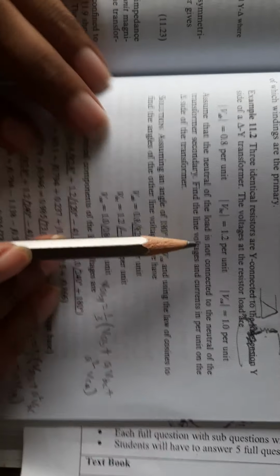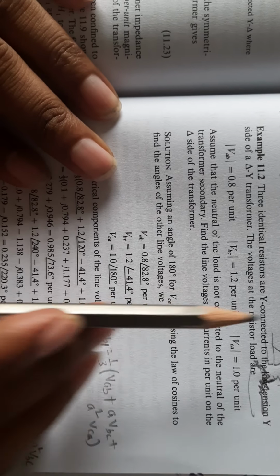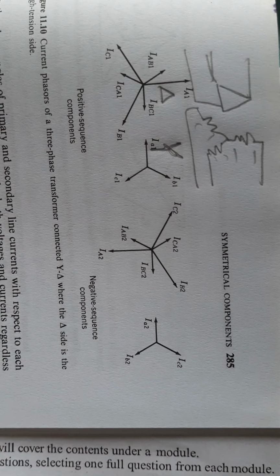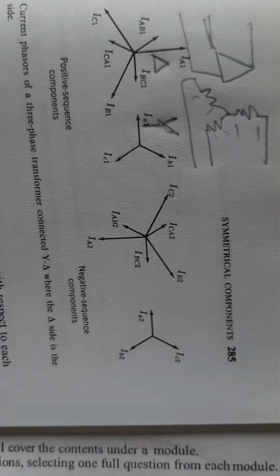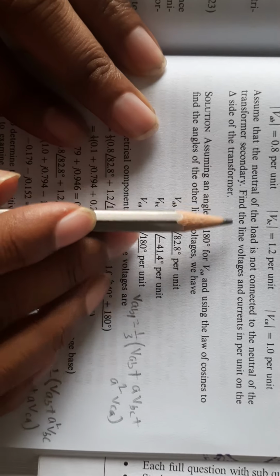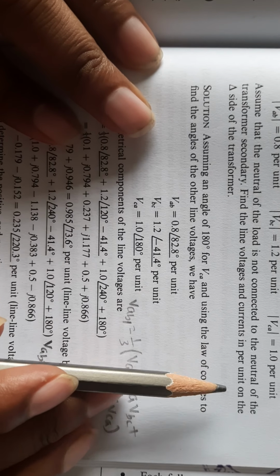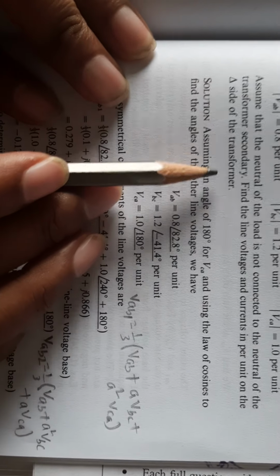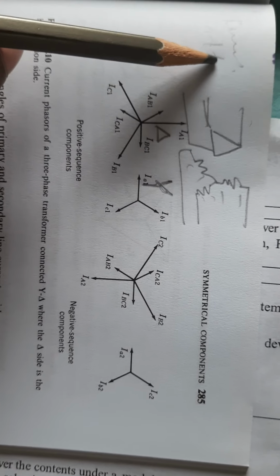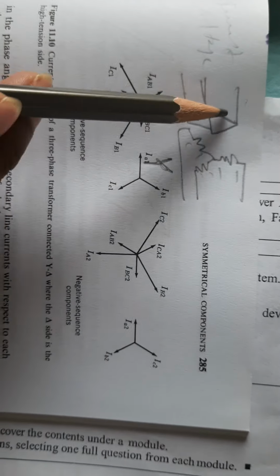They have assumed that the neutral of the load is not connected. Here, if you see, it is not connected anywhere, there is no neutral grounded. It is not connected to the neutral of the transformer secondary. Find the line voltage and current in per unit on the delta side of the transformer. So at this delta side of the transformer, we have to find both the line current and voltage.